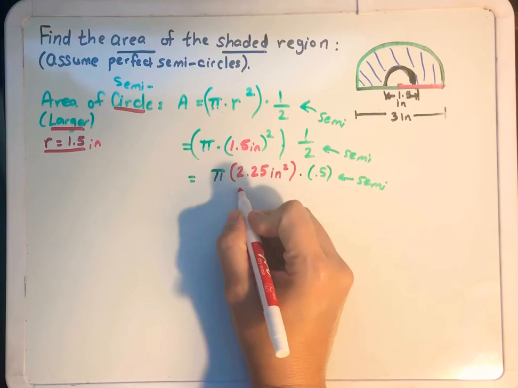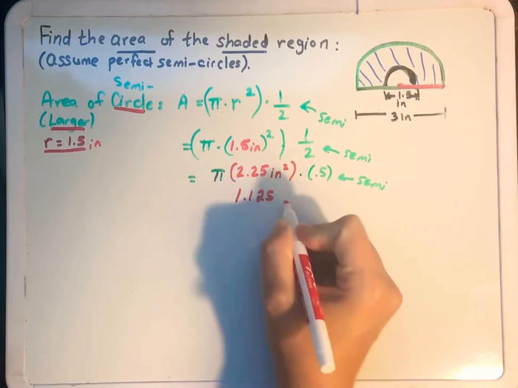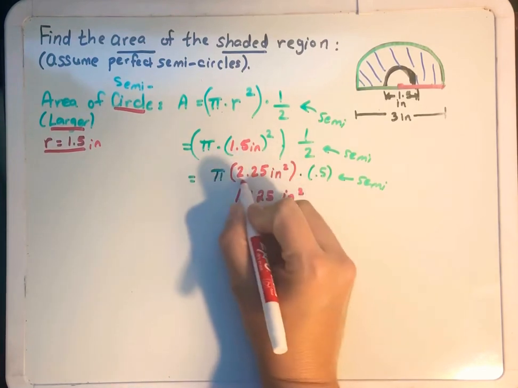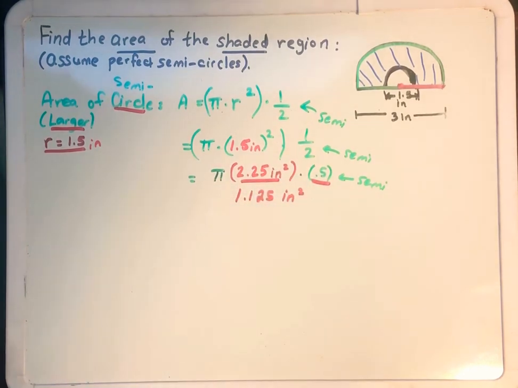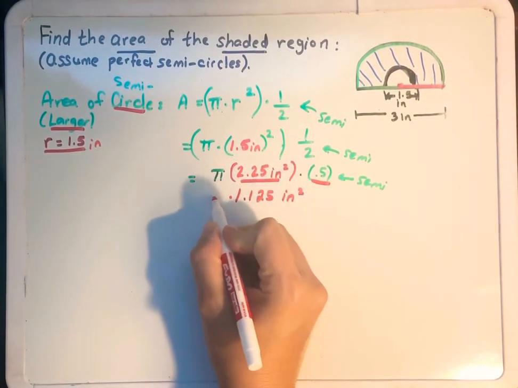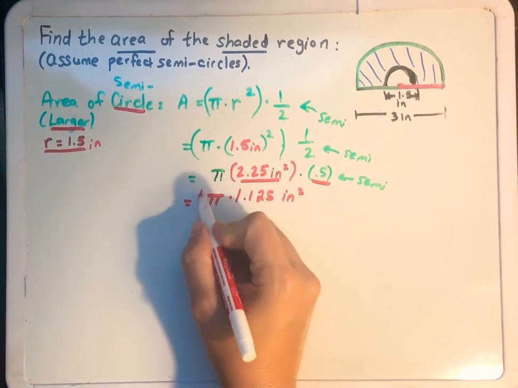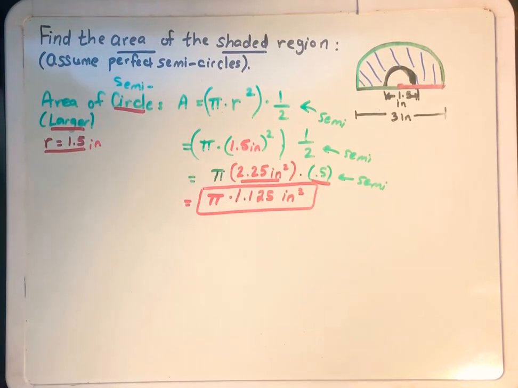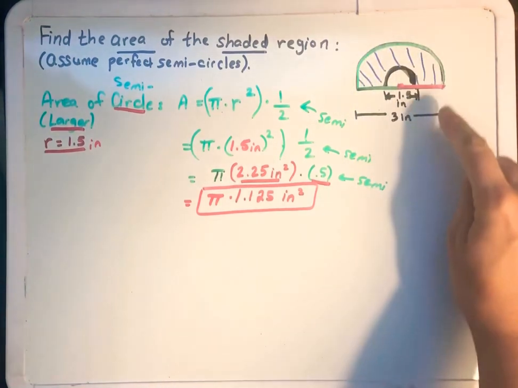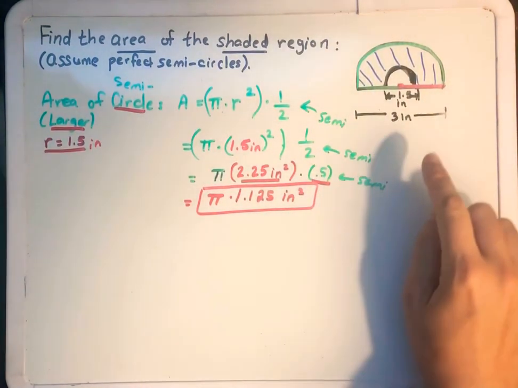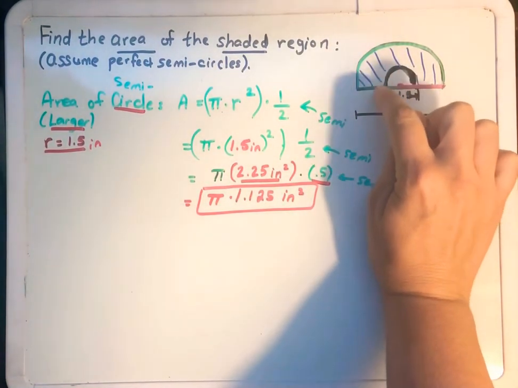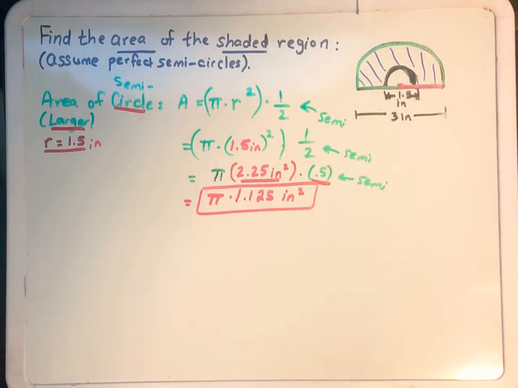So now here's what I have, 1.125 in square inches. That's the result of multiplying those two numbers together, next to pi. This is how many copies of pi we have. So this is technically the area of the large semicircle. But the only problem is it does include this little inside circle here. So we're going to need to subtract that out.